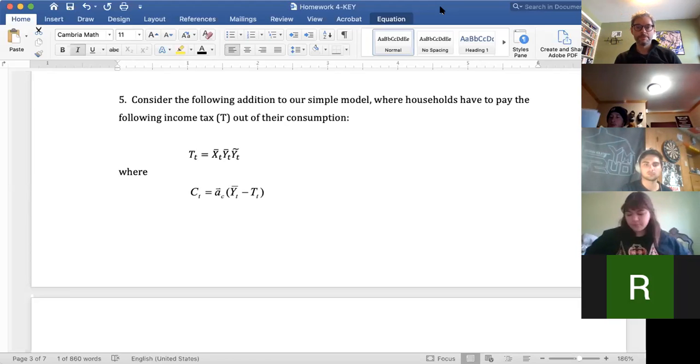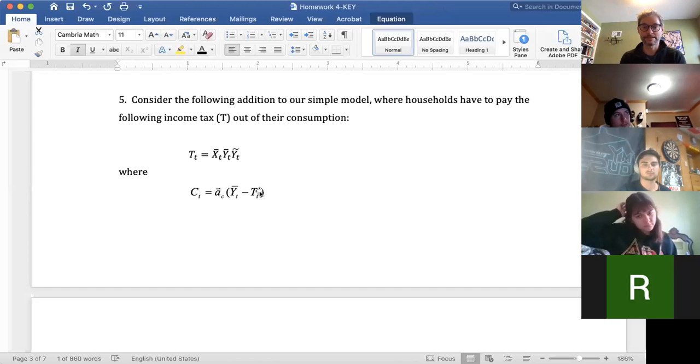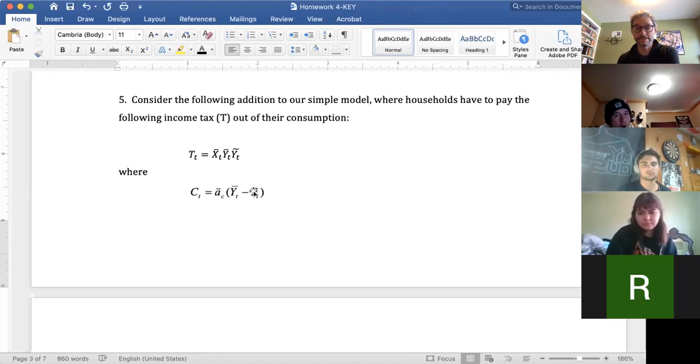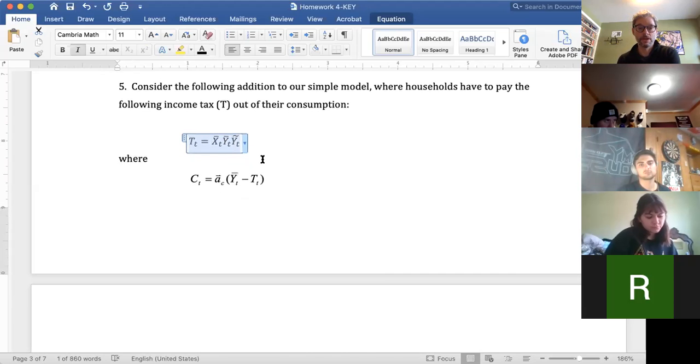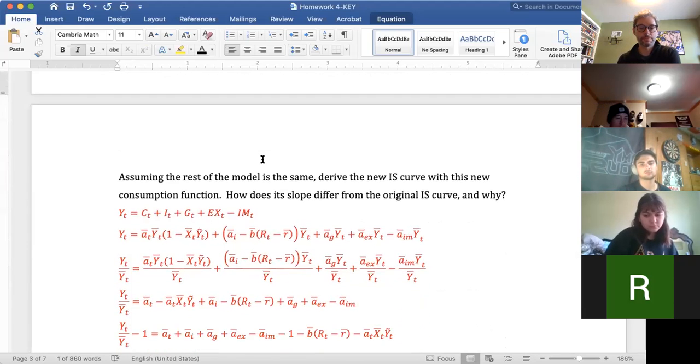But this is the question that's just like our typical ISLM model, or I'm sorry, ISMP model, except here's one difference. We add taxes. So now consumption is not just a function of output, it's also a function of taxes, and taxes are based on your current income, Y tilde, permanent income, Y bar, and then also X bar, which you could think about here as the tax rate. The tax rate.